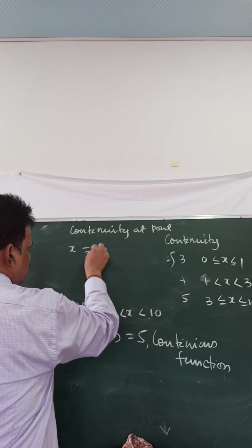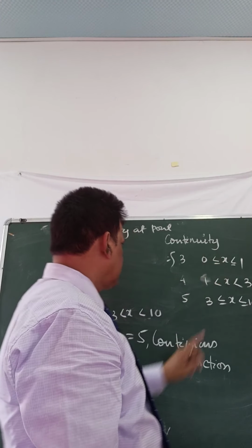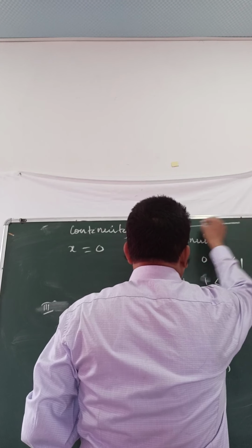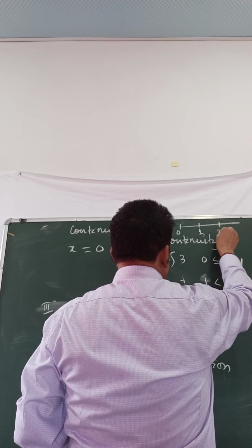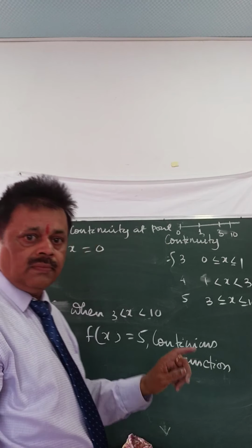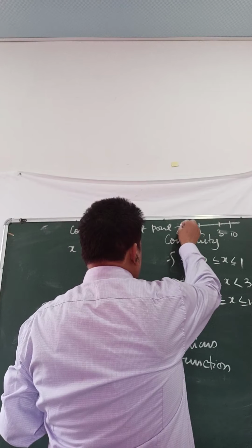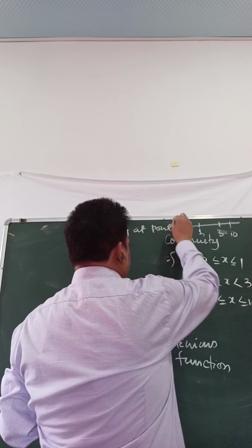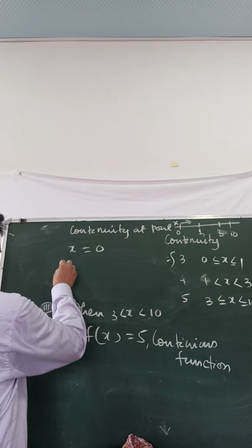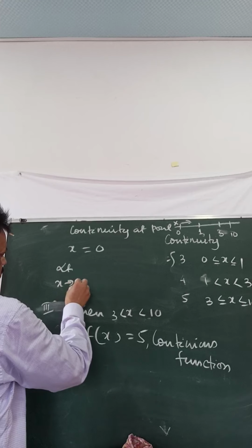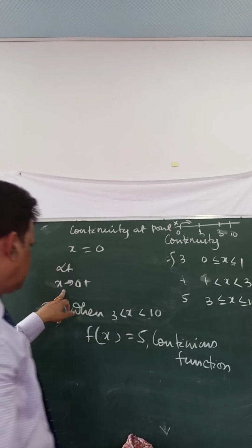First, x equals 0. So only the right hand limit exists. If I draw a number line, 0, 1, 3, 10, you are given x greater than 0. Greater than 0 means you are given the right hand limit. There is no left hand limit, so I will take only one limit, limit x tends to 0 plus.